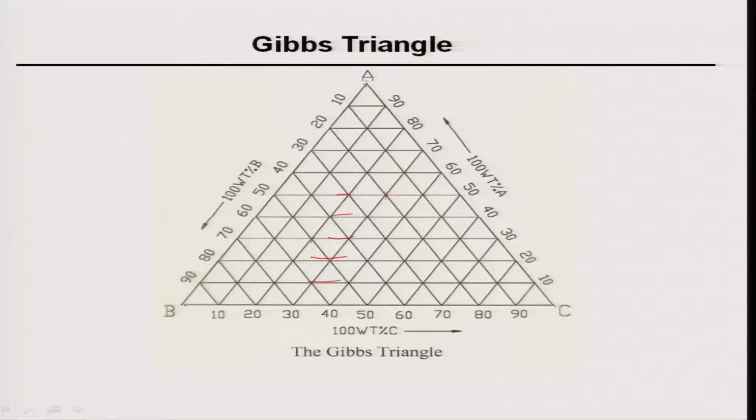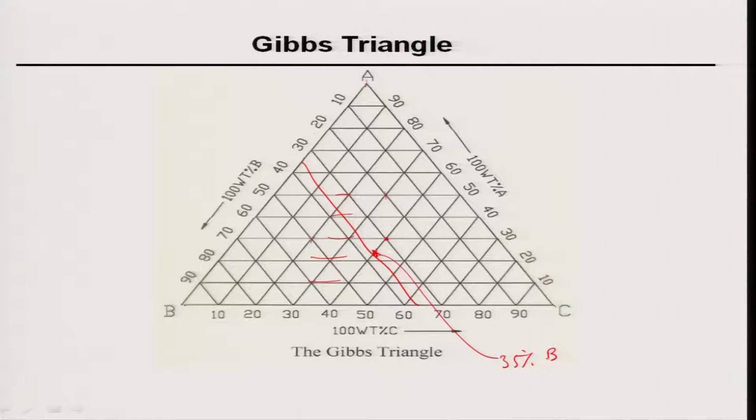So, that is how. Now, if I want to know the composition of any point, what do I do? Suppose this is the point I want to know the composition of. I draw a parallel line with respect to AC. This will tell me the B composition. How do you know? This is 10% B, 20% B, 30% B. So, this is 35% of B, very easily I can get. So, it contains 35 weight percent of B.